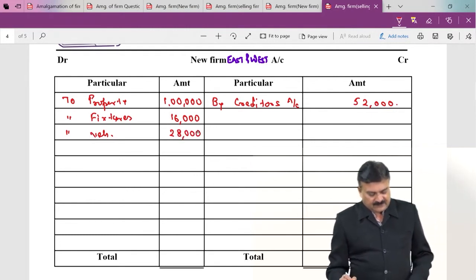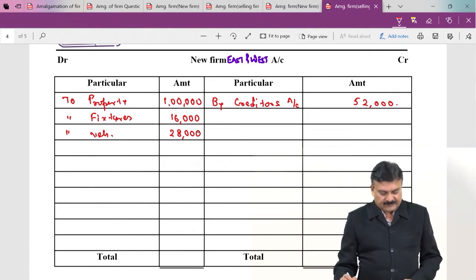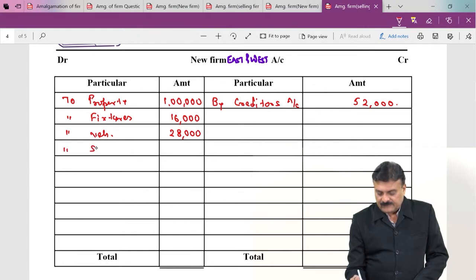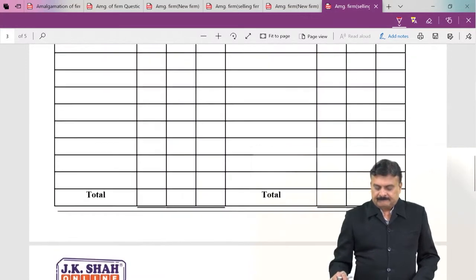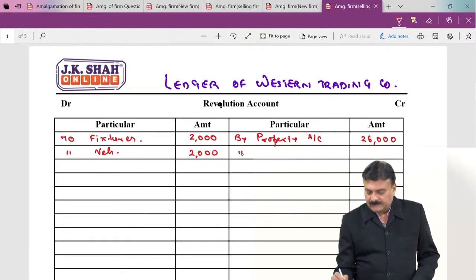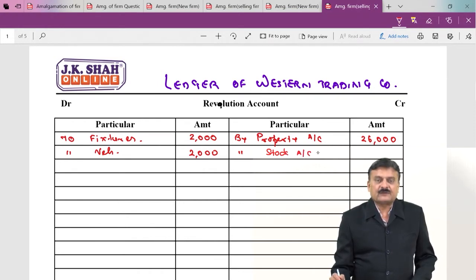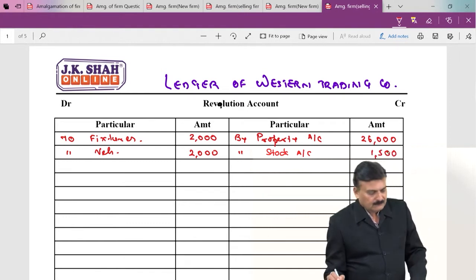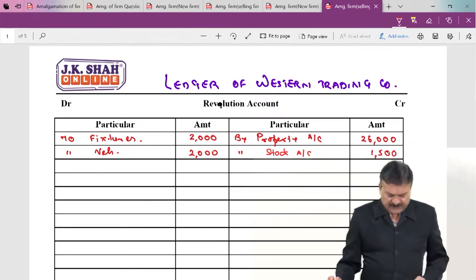Next, after vehicle is stock 83,000, taken over at 84,500. So, to stock 84,500. It is a gain. So, revaluation credit side, by stock. Varying by how much? On 83,000, 84,500. So, we are gaining by rupees 1,500. Continue.